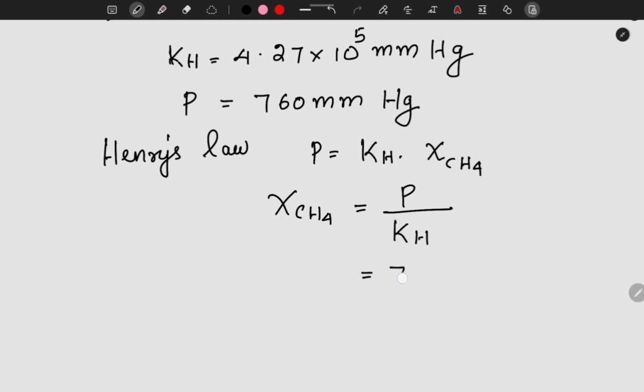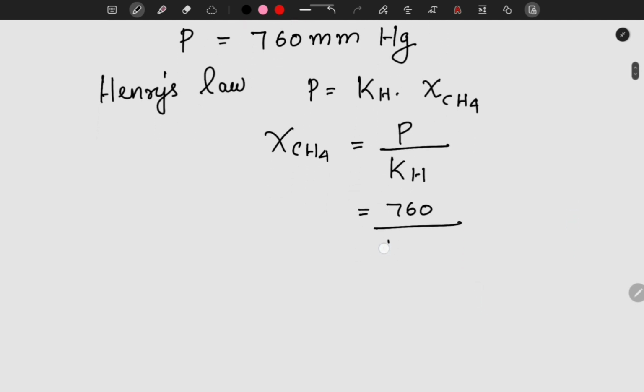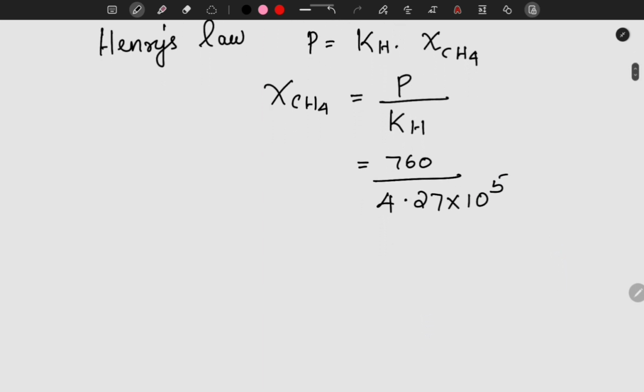P is 760 millimeter of mercury divided by 4.27 into 10 raised to 5. So 760 divided by 4.27. When we simplify, we can take 10 raised to 5 to the numerator. So we will get 1.78 into 10 raised to minus 3. That is the mole fraction of methane in benzene.